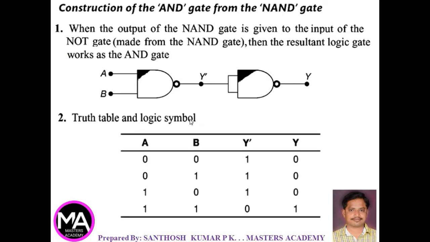Now the truth table and logic symbol: A and B, Y dash and Y. 0 and 0, NAND gate output is 1, so the complement of 1 is 0. 0 and 1, NAND gate 1, complement is 0. 1 and 0, here 1, the complement is 0. 1 and 1, it is 0, the complement is 1. Therefore, the AND gate can be constructed by using a NAND gate.